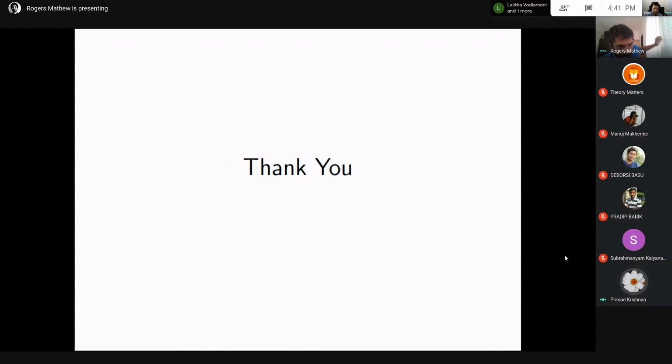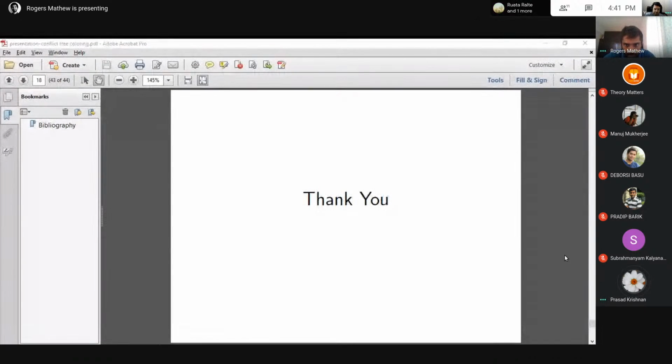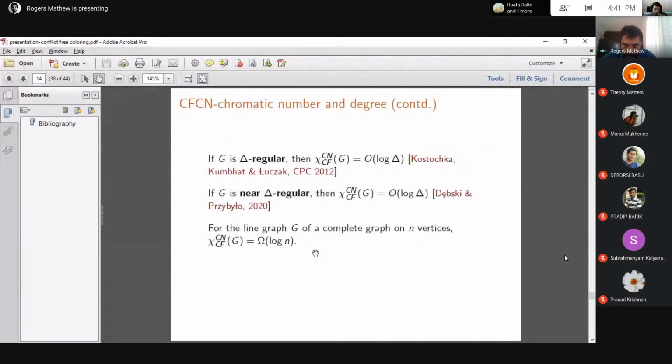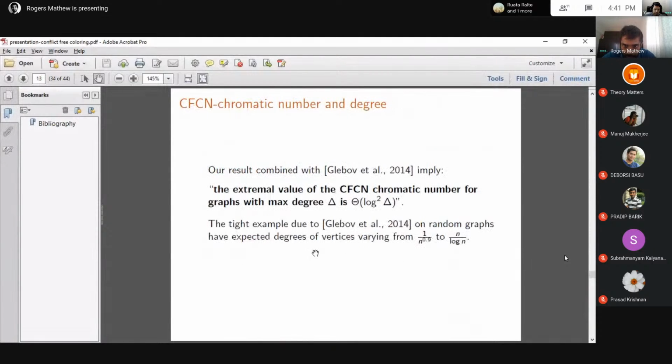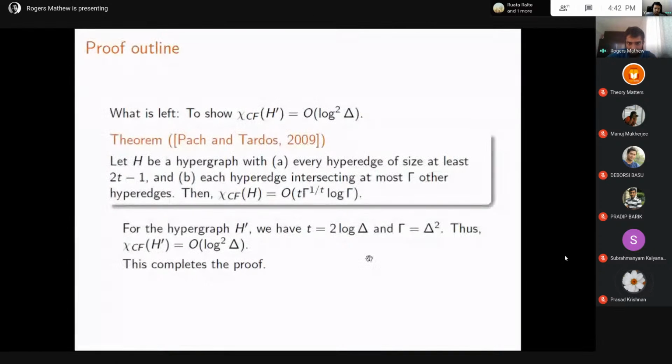You spoke about this conflict-free closed neighborhood coloring, right? Yes. So what results are known for the general conflict-free coloring on hypergraphs? The general conflict-free coloring on hypergraphs, this is sort of the best result known, the most general result known. Can you see this theorem? Let me make it full screen here.